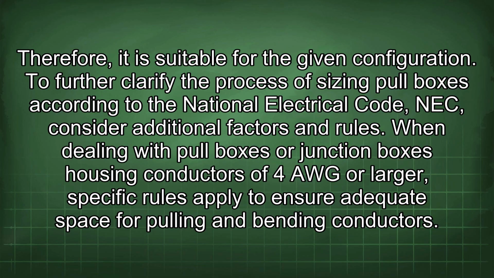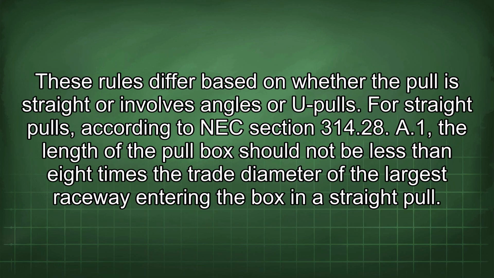To further clarify the process of sizing pull boxes according to the National Electrical Code, NEC, consider additional factors and rules. When dealing with pull boxes or junction boxes housing conductors of 4 AWG or larger, specific rules apply to ensure adequate space for pulling and bending conductors. These rules differ based on whether the pull is straight or involves angles or U-pulls.